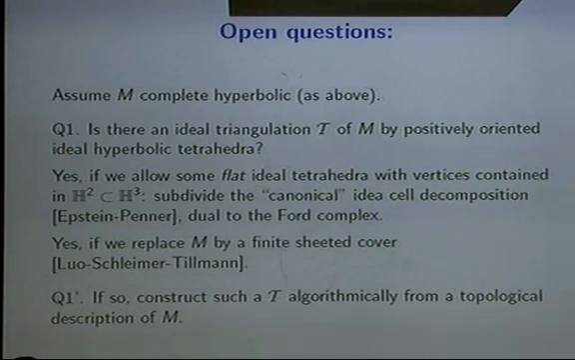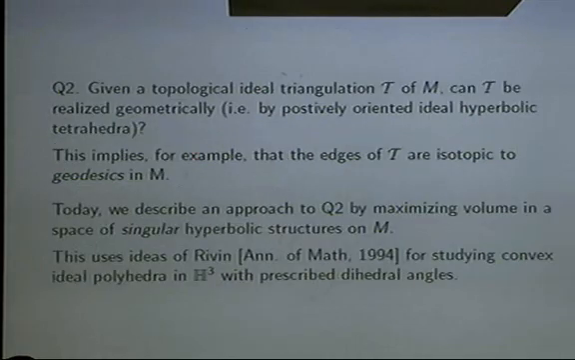On the other hand, if you're just given your manifold topologically, you'd just start with some kind of random triangulation of your manifold. What you'd really like is some kind of algorithmic way to come up with a good triangulation, which corresponds to a geometric triangulation with positively oriented tetrahedra. This is a really important question from the computational point of view, and it's very much still an open question.